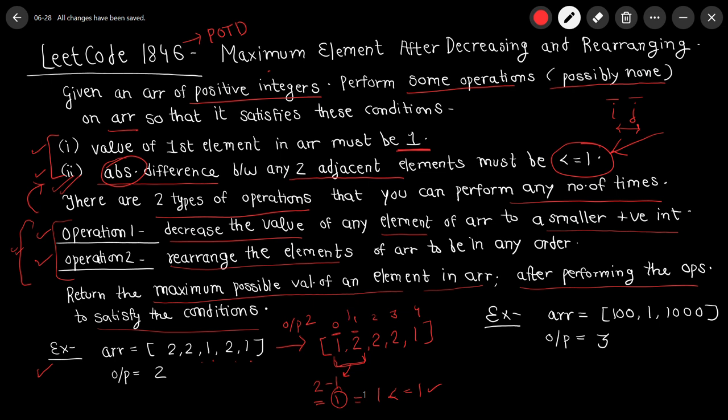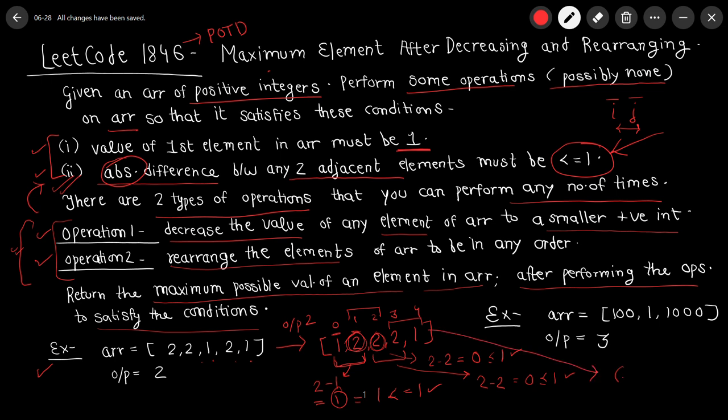Now we move to the next pair, that is this one. So here the difference is the next element minus the previous one. So it's 2 minus 2, which is 0. Again, it's less than or equal to 1. So this pair is also fine. So our condition isn't violated yet. So next, we go to the next pair. It's again 2 minus 2, which is 0, which is less than or equal to 1. So it's fine.